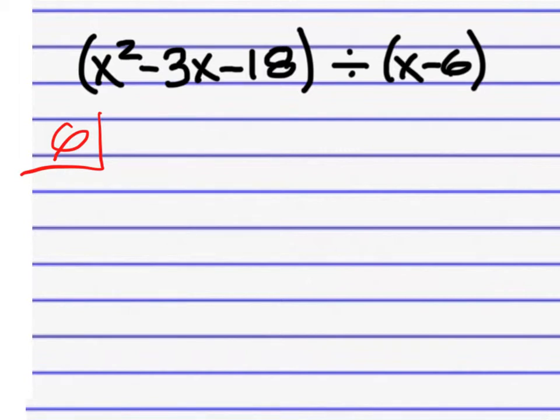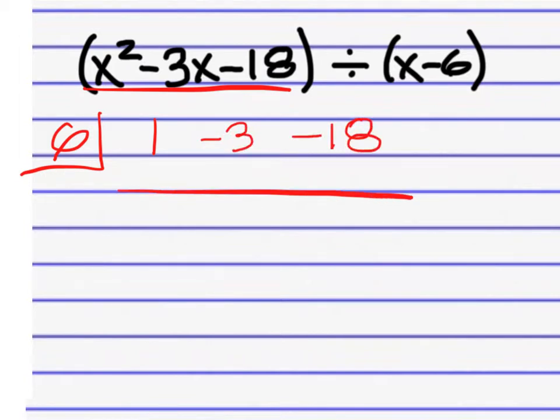And then write the coefficients from what you're dividing. 1, negative 3, negative 18. Draw a line. Drop that first coefficient, 1. Multiply 6 by 1 to get 6 and put it here. Add negative 3 and 6 to get a 3. And then multiply 6 by 3 to get 18. And add negative 18 and 18 to get 0.